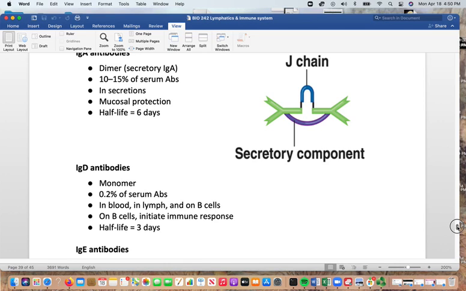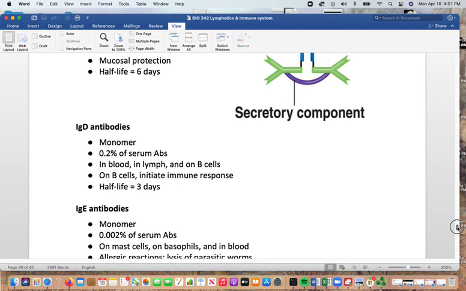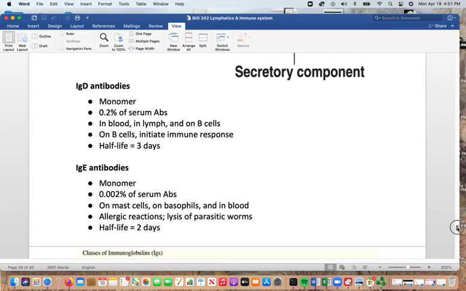IgD, this one is a monomer. It's about 2% of the serum antibody. It's present in the blood, lymph, and on the B cells. It can initiate the immune response. Very short half-life, 3 days.